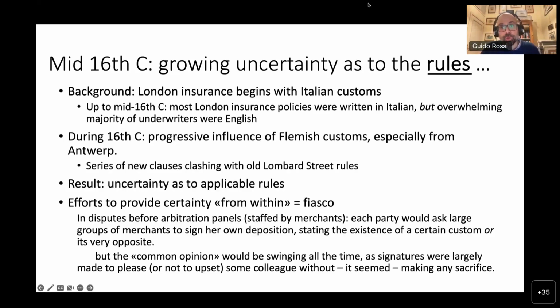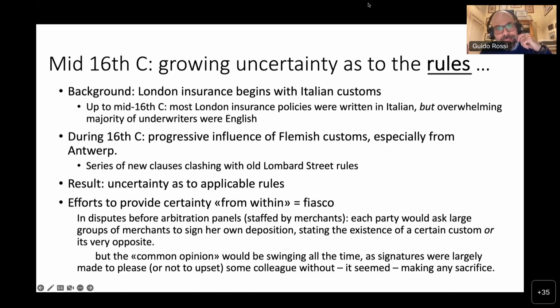Uncertainty, especially about the rules of insurance. Why is that? London initially follows customs of Italian merchants. As I told you, in the 15th century we have insurances written in Italian, and that was still the case in the early 16th century. Even though the vast majority of the insurers were English, still the language used was Italian.